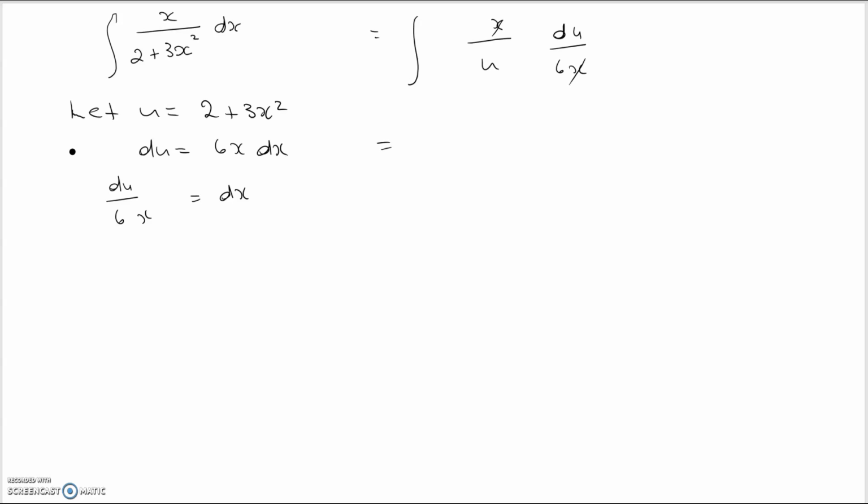We can take the 6th out, so I can then see that that's going to be the integral of 1 over u would be just natural log of u, and put back what I had.